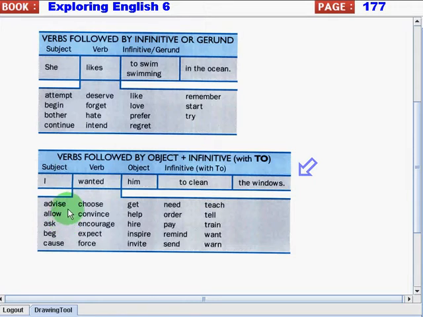Advise, allow, ask, beg, cause, choose, convince, encourage, expect, force, get, help, hire, inspire, invite, need, order, pay, remind, send, teach, tell, train, want, warn.